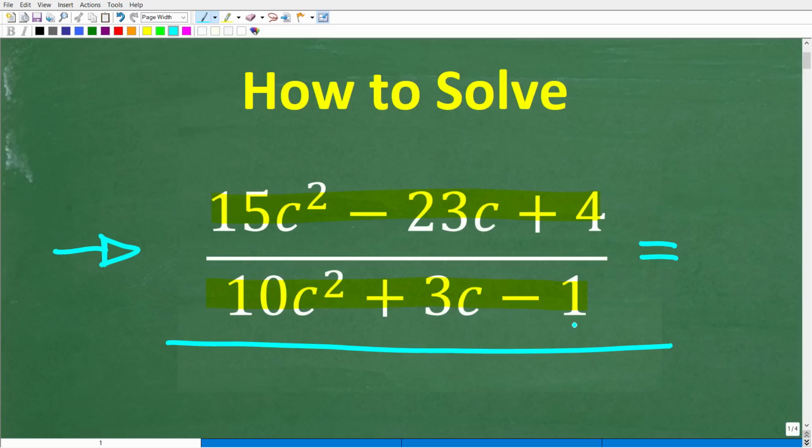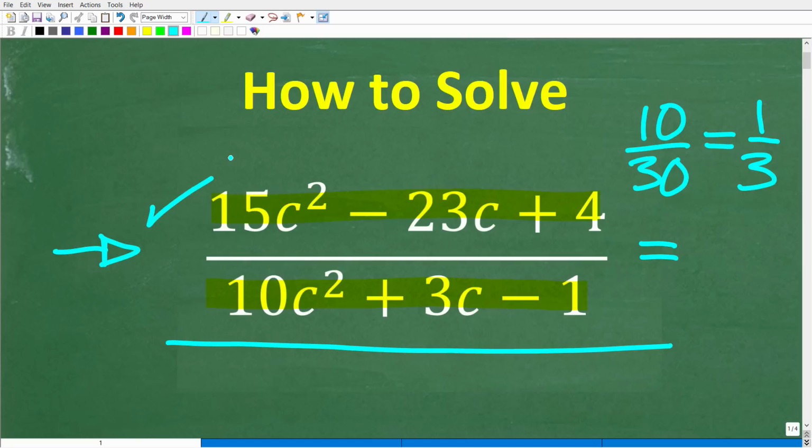So you kind of think of it as a fraction like, say, 10 over 30, and we want to reduce the fraction. All right, now, if you think you know the answer, go ahead and put that into the comment section. I'll show you the correct answer in just 1 second. Then, of course, I'm going to walk through step by step how to solve this problem.